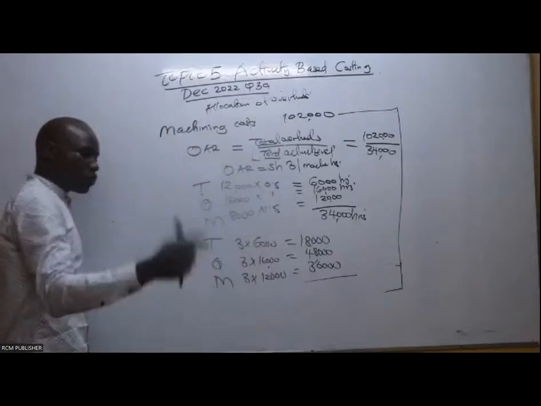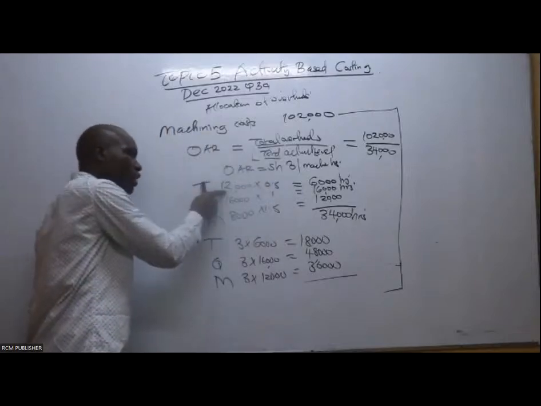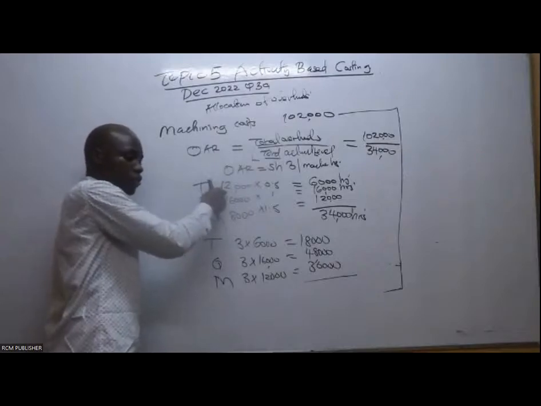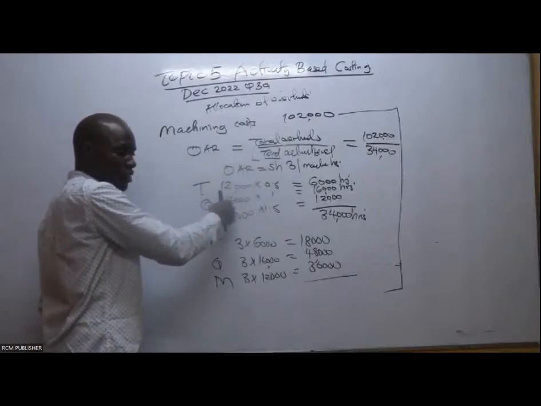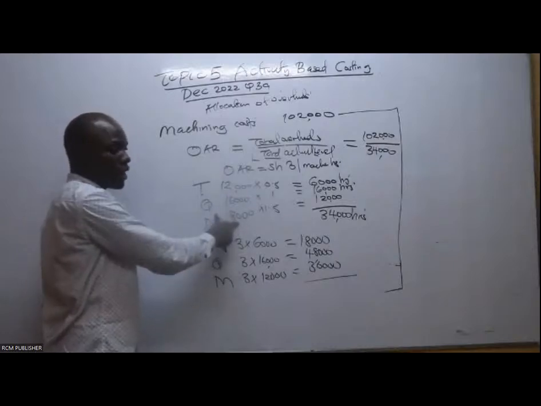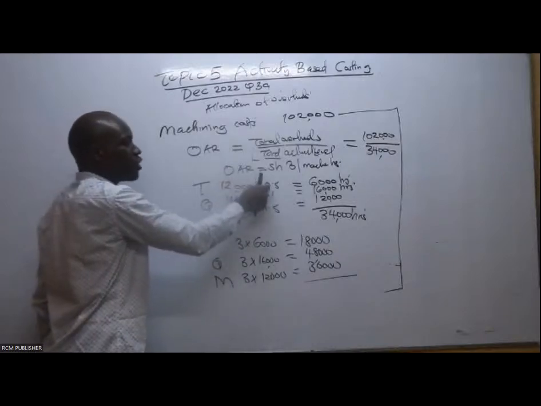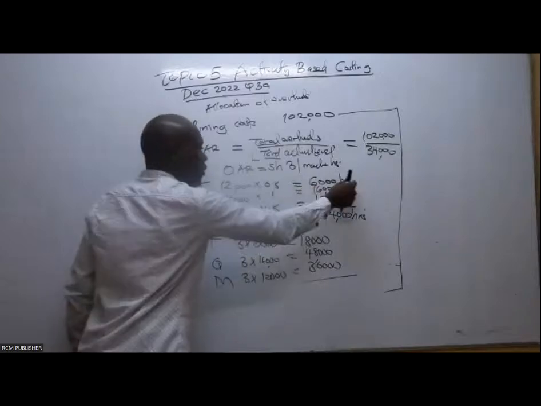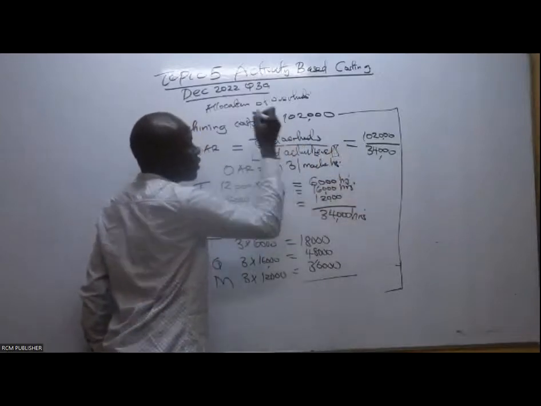But if you look at what was produced, product T, they produced 12,000 and sold 12. Produced 16 and sold 16. Produced 8 and sold 8. But each is 0.5 hours. What is the total hours? Because that is what we need to have down here.